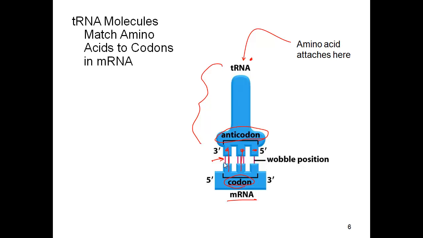The final point is that since there are 61 different codons that code for amino acids, there are 61 different tRNA molecules that read the different codons. There are only 20 amino acids, but there are 61 different tRNA molecules.